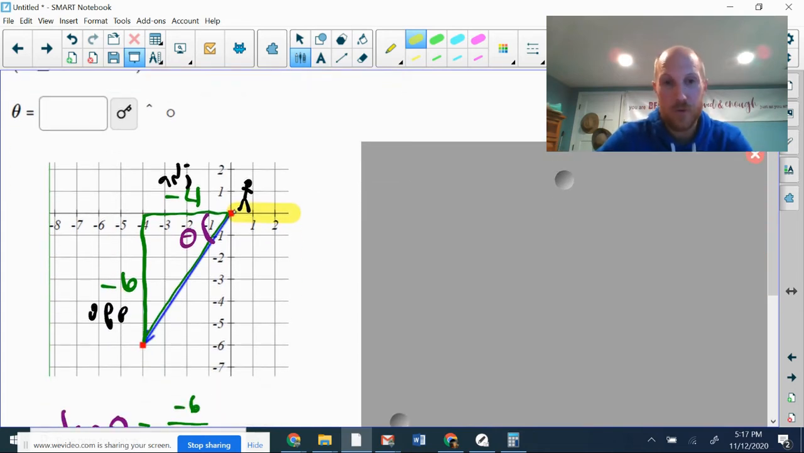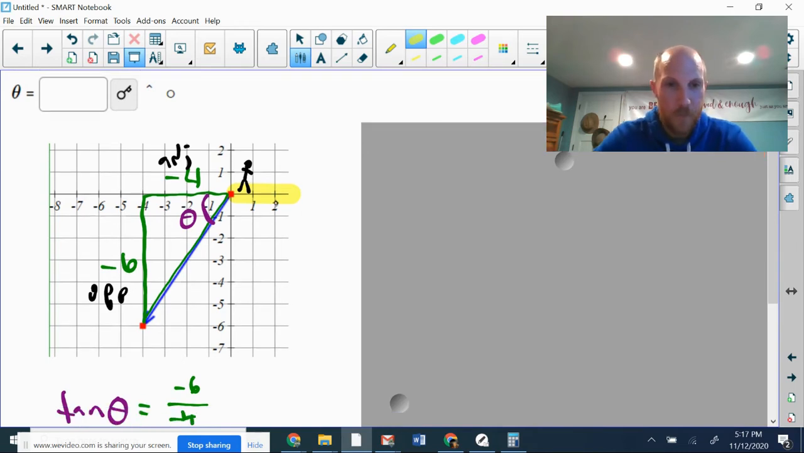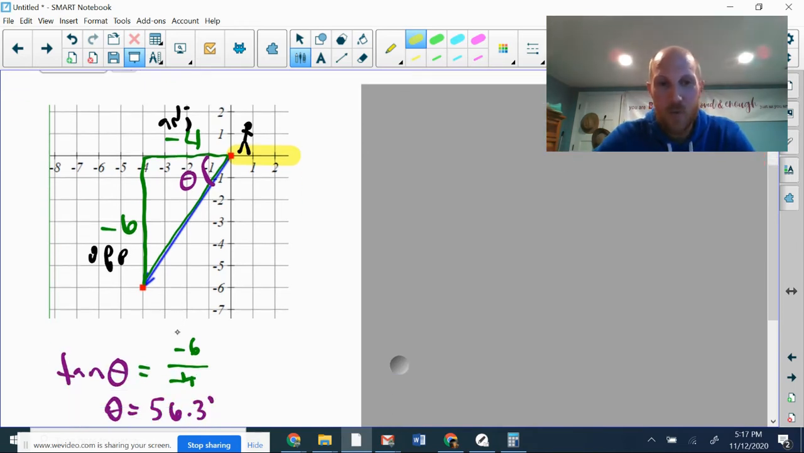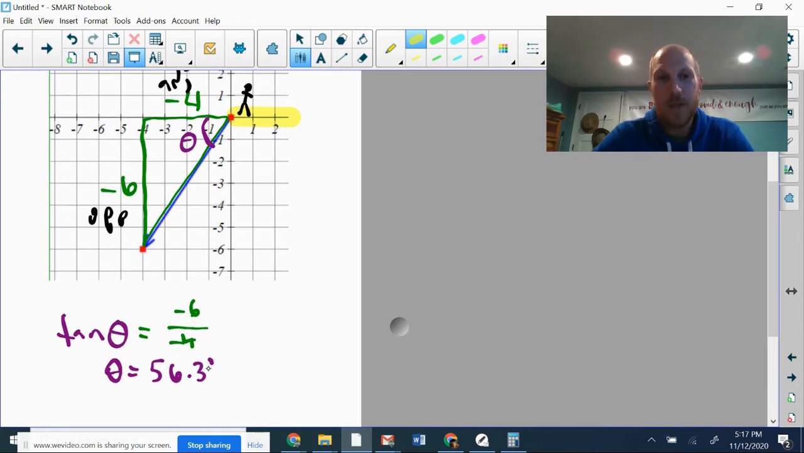So the first thing I did was I drew a right triangle using the two components, the x component and the y component, as the legs of that right triangle, and the resultant is the hypotenuse. So we've got -4 is the adjacent side, -6 is the opposite side. I've named both of those sides based on my imaginary stick person, my graph walker, standing at the origin. Okay, so I set up my tangent ratio, -6 divided by -4. Inverse tangent of that ratio gave me an angle of 56.3 degrees.